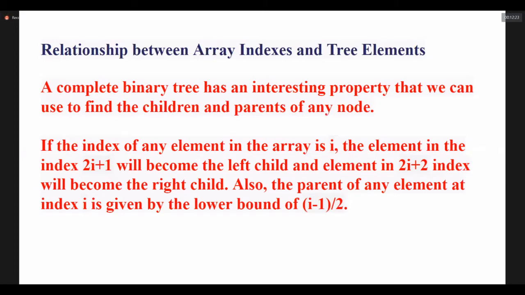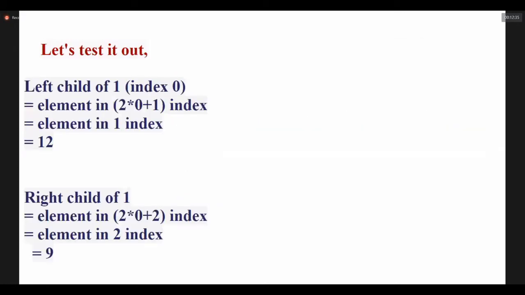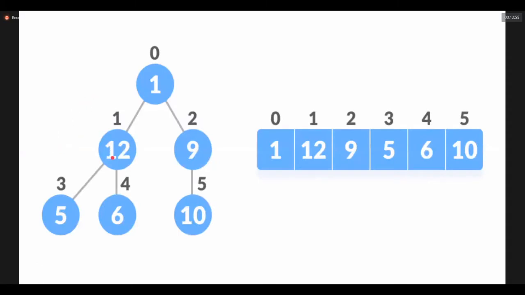The children of the ith root are placed at 2i plus 1 and 2i plus 2. That is how the tree is represented in array format. Once you check like this, what is the left child of 1? What is the index of 1? 0. So the left child is at 2i plus 1, which is 2 into 0 plus 1, so index 1. What is the element at the first index? 12. So 12 is the left child.